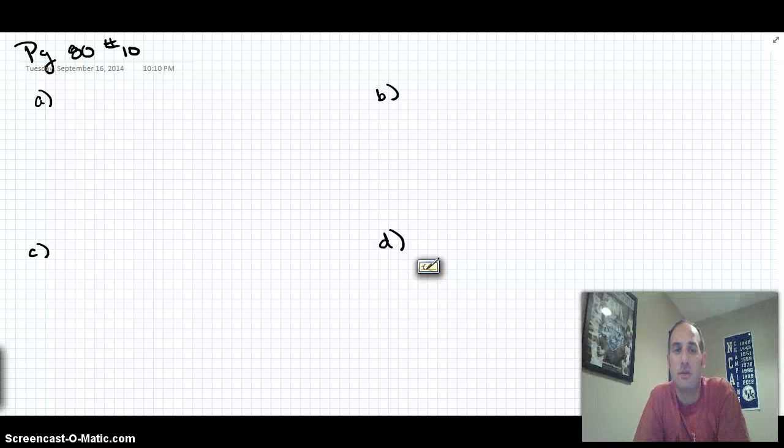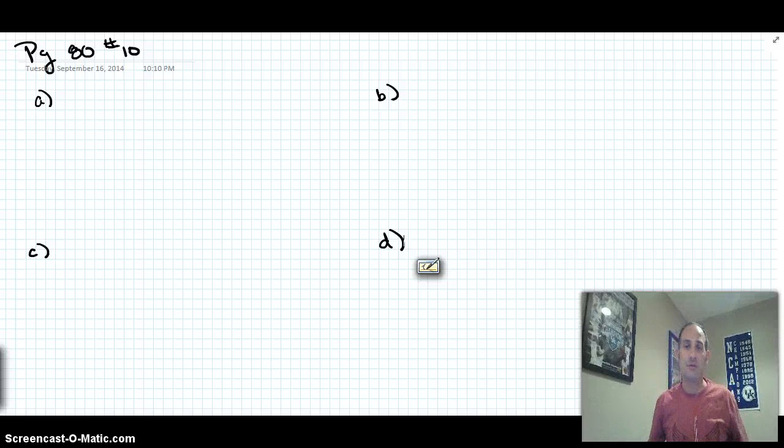Okay guys, this goes along with page 80 that I left for you to do today. And we're on number 10. They ask you to do a transformation of f of x equals x cubed as a parent function for 4 different graphs. So there are 4 parts of this question. You'll need to reference your textbook, page 80, to do this problem. If you're not there, I would pause it and get there really quick.